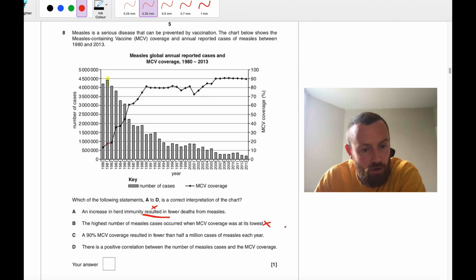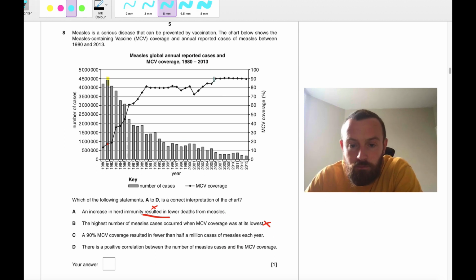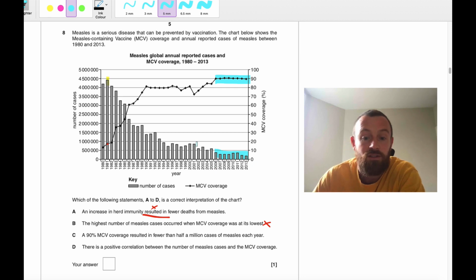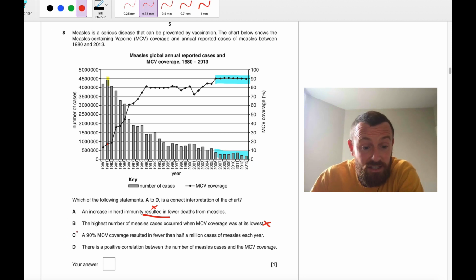Almost correct, but not. C, a 90% MCV coverage resulted in fewer than 500,000 cases each year. Well, when was 90%? It was up here. And in those years, did we have fewer than 500,000? Actually, yes. Okay, so it's from 2006 onwards. So the answer is C.